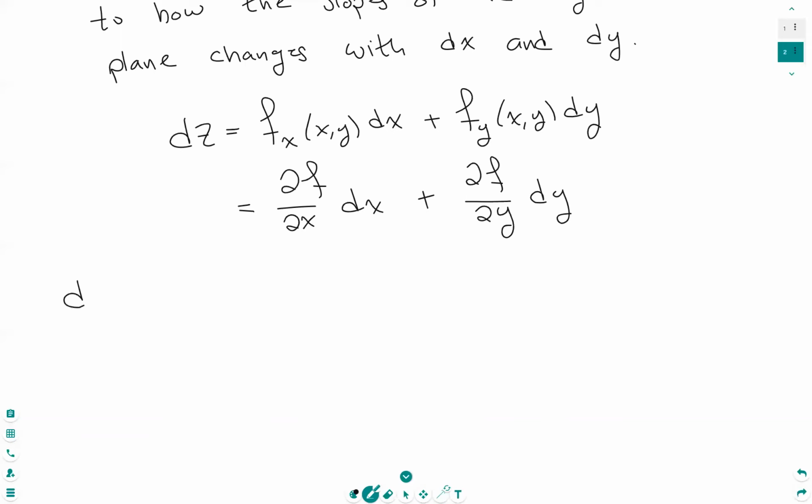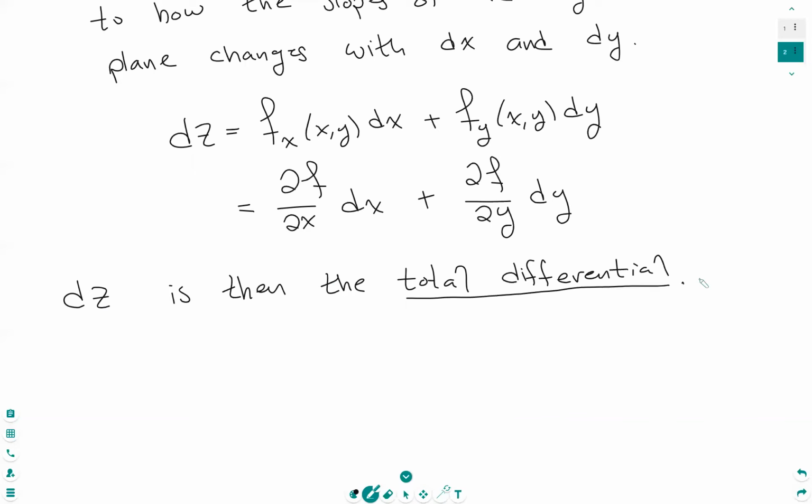We say that dz here is then the total differential. So you might hear me say, when I'm talking about what you consider a normal derivative instead of a partial derivative, I'll call that the total derivative, right? So here we have this dz instead of a partial z. So we call that the total differential.